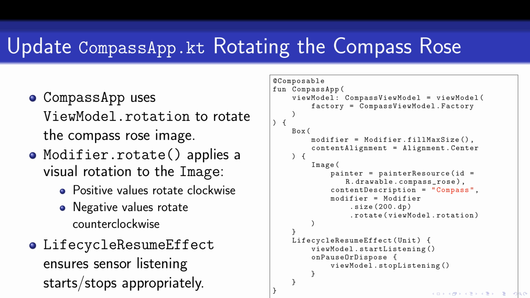To ensure the app reacts to lifecycle changes, we also use LifecycleResumeEffect to start and stop sensor listening based on the activity's state. When MainActivity resumes, the app begins receiving updates from the accelerometer and magnetometer. When the activity pauses, it stops listening to conserve battery.